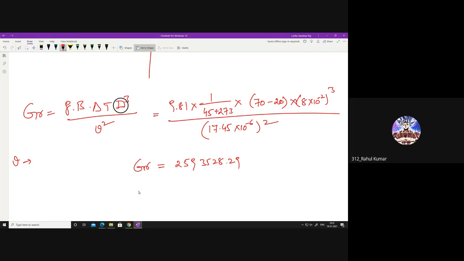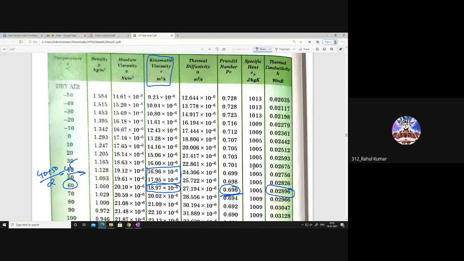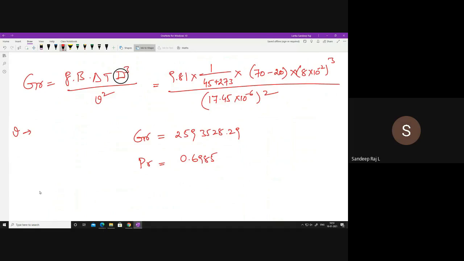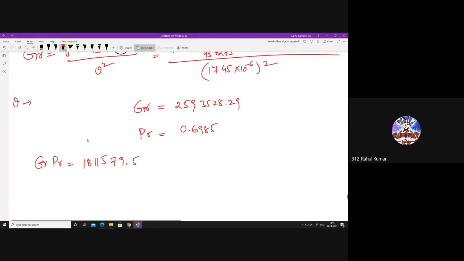Right, Grashof is done. Then what is required is Prandtl. So from the data book, you have to get the value of Prandtl also. Here it is, 0.6985, sir. Yes, 0.6985 is your Prandtl. So you have to take Grashof into Prandtl, which is 1811579.5. If I take the range here, it is equal to 1.8 into 10 to the power of 6.